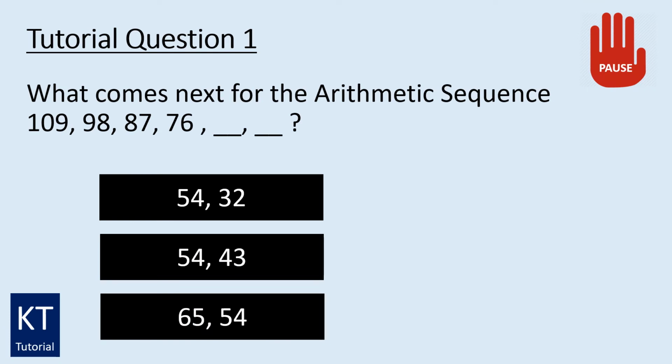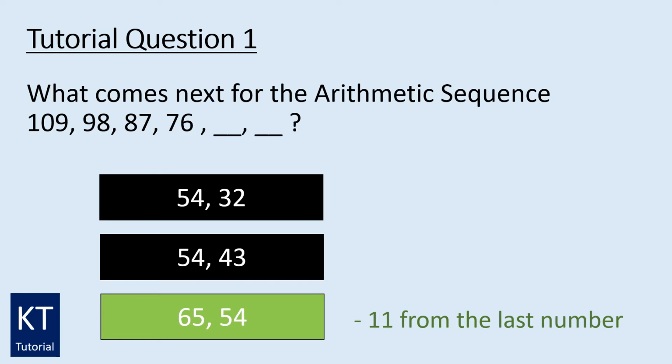Enough in definitions, so let's now take on tutorial question 1. Do press the pause button as required. What comes next for the arithmetic sequence 109, 98, 87, and 76? The answer should be 65 and 54. This is obtained by subtracting 11 from the last number.